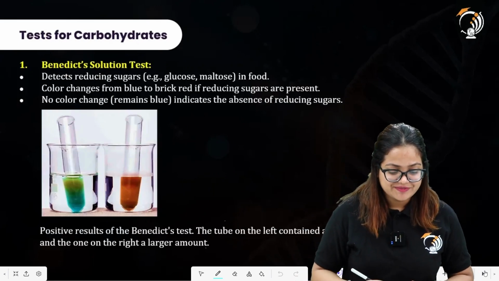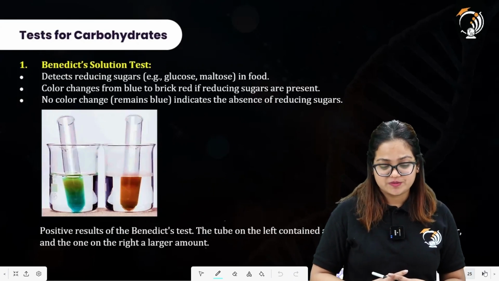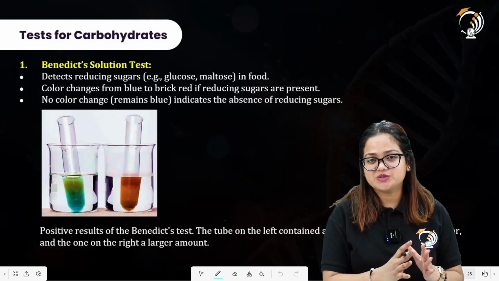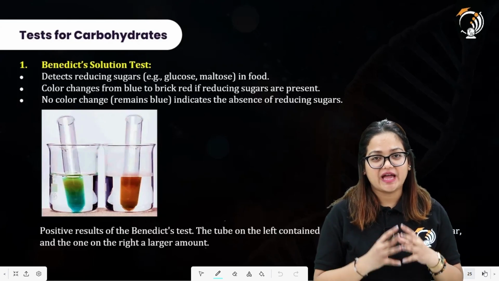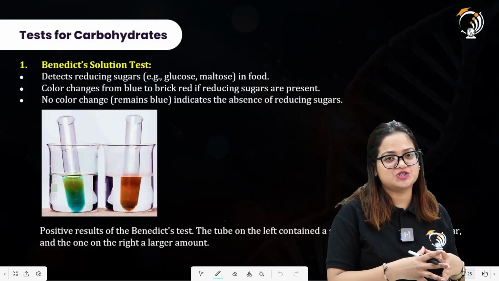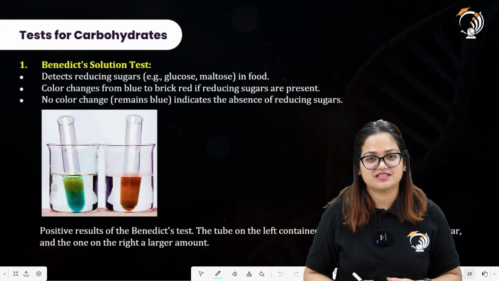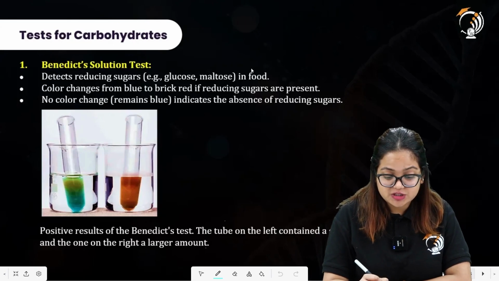Then we have a test for the presence of reducing sugar. That test is the Benedict solution test. It is not used to identify non-reducing sugars. So basically you have to first convert the non-reducing sugars into reducing sugars, and then you can perform this Benedict test.